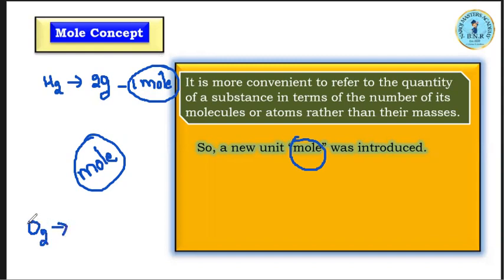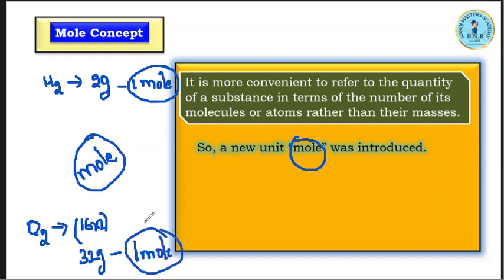If you see the oxygen molecule O2, the atomic number of oxygen is 8 and the mass is 16. 16 into how many oxygens are there here? 2. That equals 32 units, or 32 grams, equal to 1 mole.